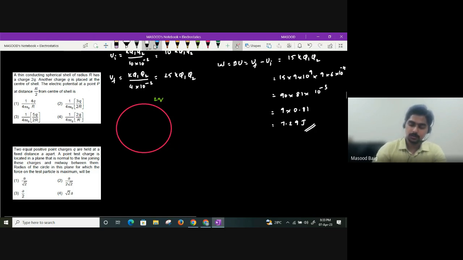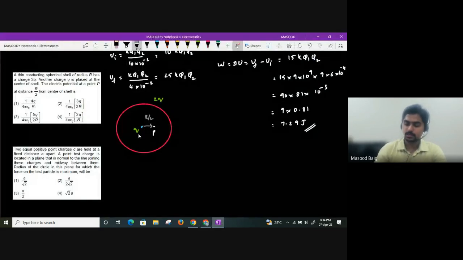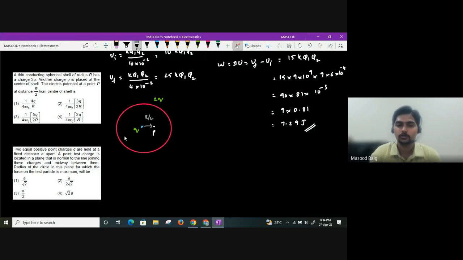2q. Apart from this, we are placing another charge at the center. How much charge are we placing at the center? Q charge we are placing. They are asking us to find what will be the electric potential at a point P, which is at how much distance? It is at a distance r by 2. Clear all of you? They are asking us to find what would be the potential, guys. So thin conducting spherical shell. So inside a conductor, what is the condition, guys? Potential everywhere will remain constant, electric field will be 0.